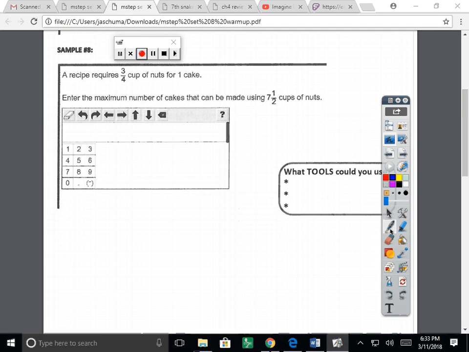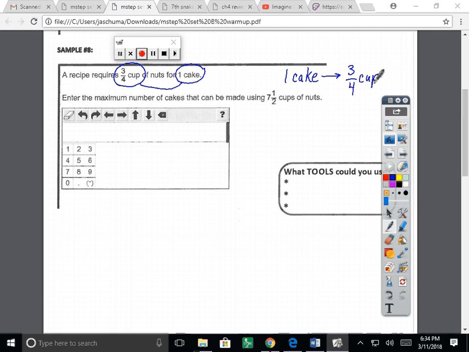Here with sample number 8, they say a recipe requires 3/4 cup of nuts for 1 cake. Enter the maximum number of cakes that can be made using 7.5 cups of nuts. Well, if I know that this recipe requires 3/4 of a cup to make 1 cake, off to the side I might remind myself here, 1 cake goes with 3/4 of a cup.